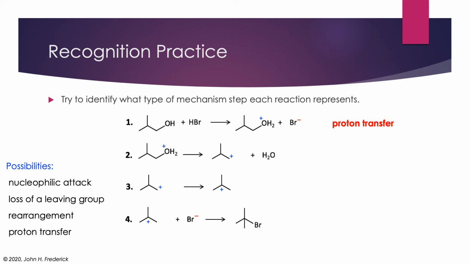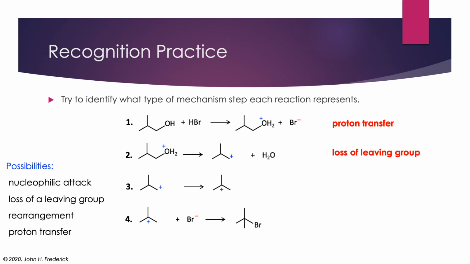Okay, what about the second reaction? Well, in this case, I have an extended alkyl group that's attached to an OH2 with a positive charge, and the result is to create a carbocation with H2O. So clearly the H2O has broken off from this alkyl group, so this would be loss of a leaving group.